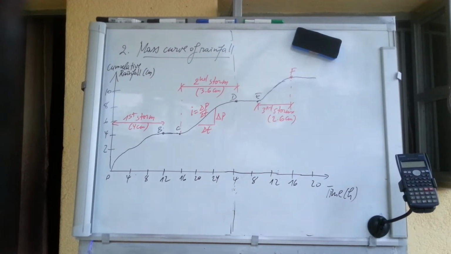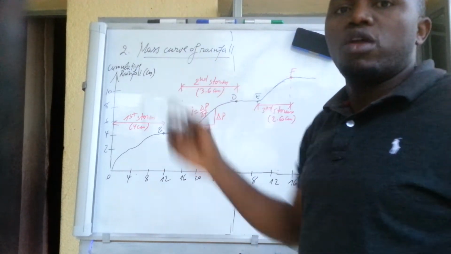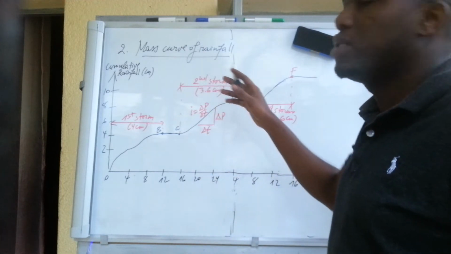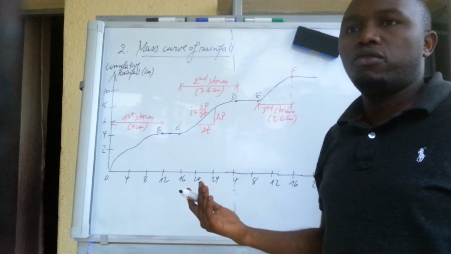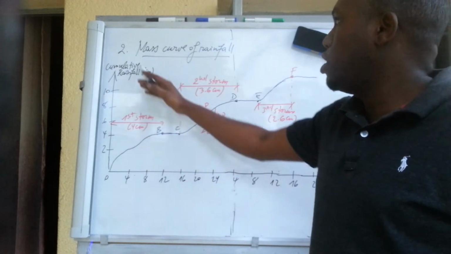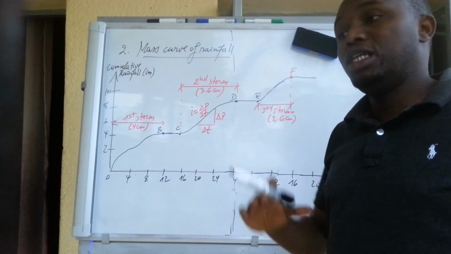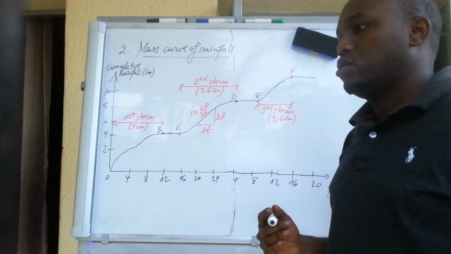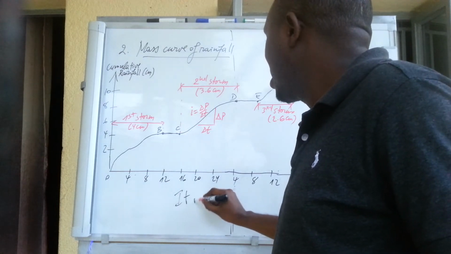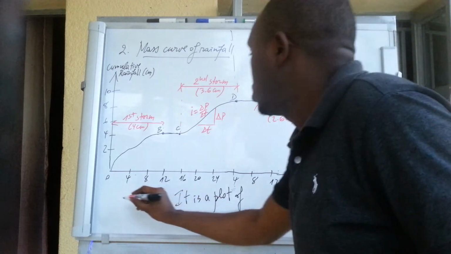So let us continue with the second method of presenting the rainfall data. We have said that it is called the mass curve of rainfall. A mass curve is a plot of cumulative rainfall against time, but in a chronological order. So this is the mass curve.